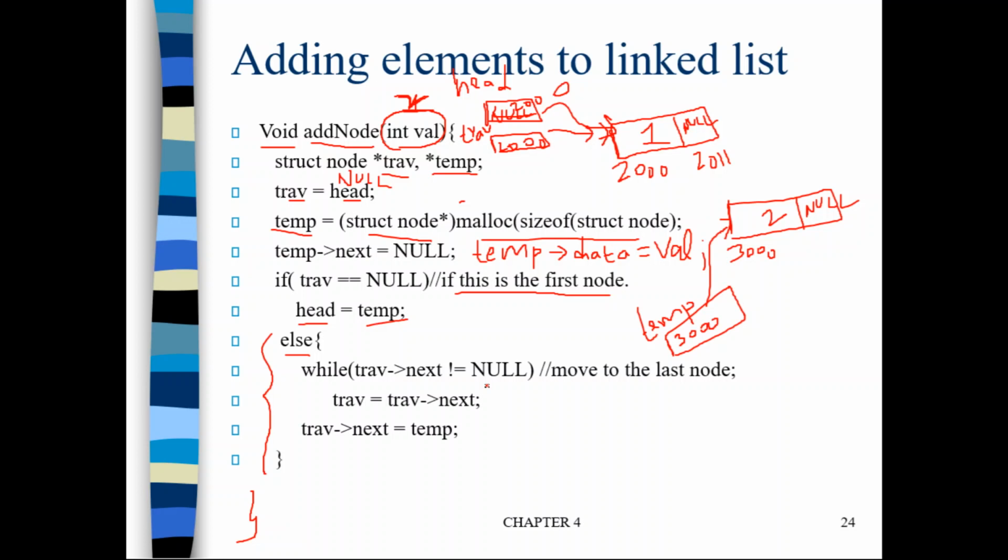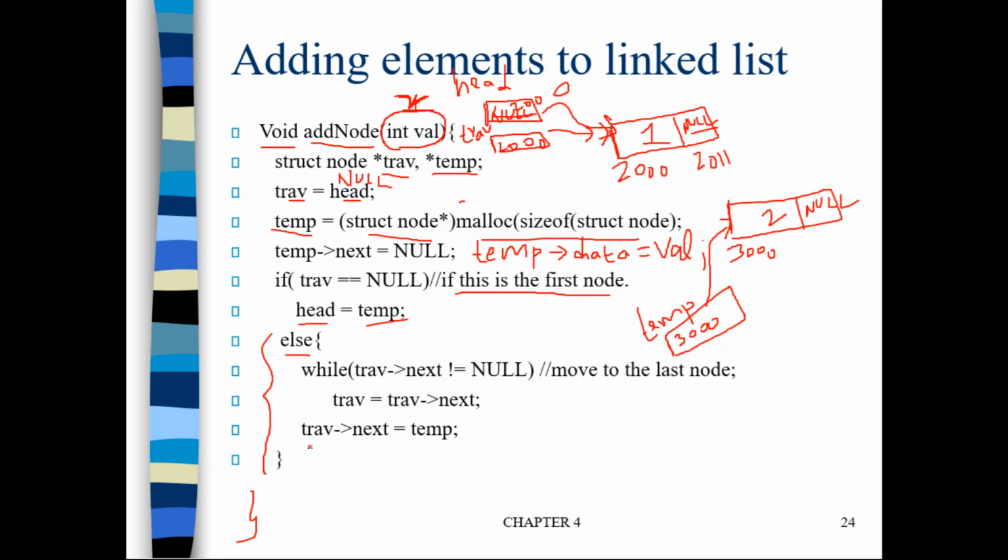Traverse is pointing to the first node. While traverse arrow next not equal to null, traverse is equal to traverse arrow next. But what is traverse? Traverse is pointing to the first node. What is the first node's next? Is it null or not? Yes, it is null. So this loop part will not execute. It will just come out.